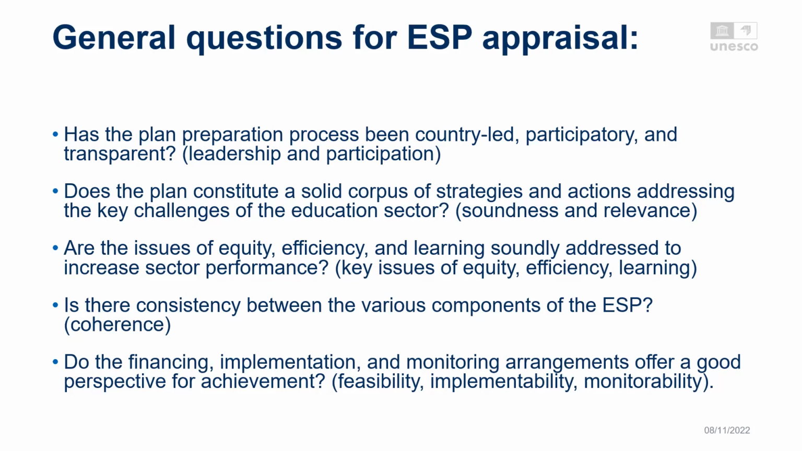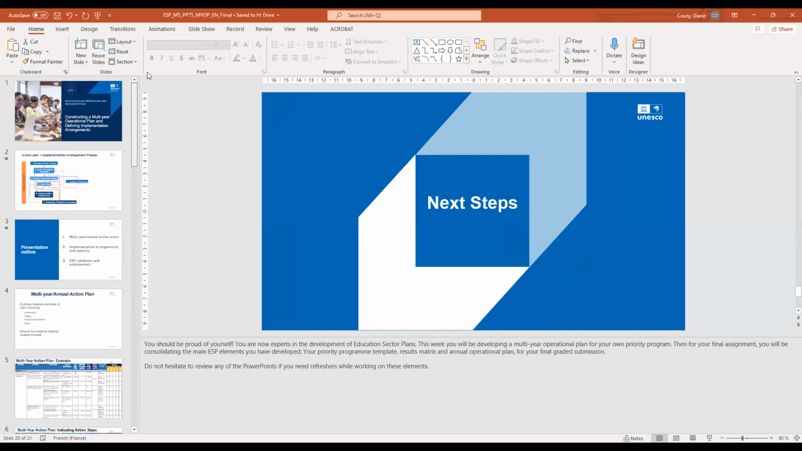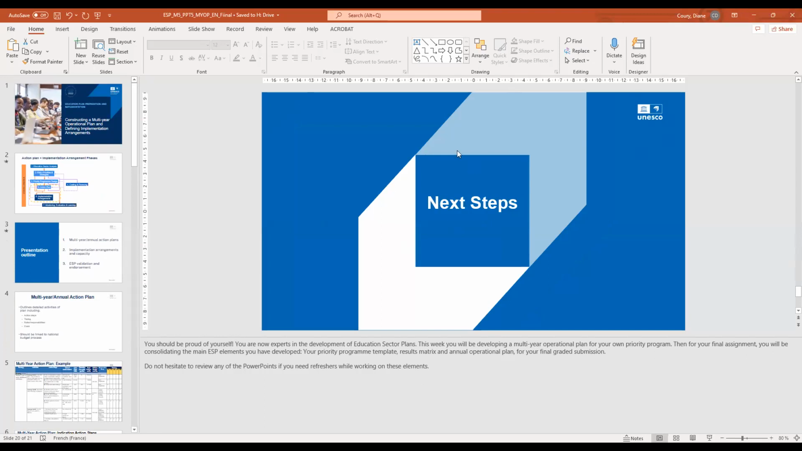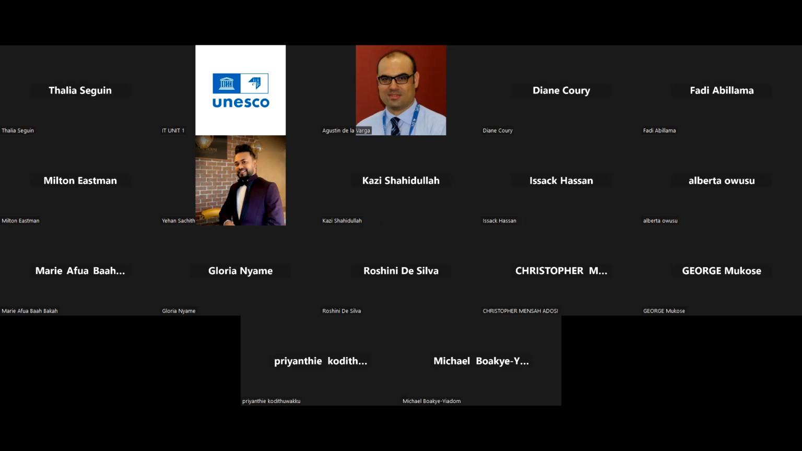So this is a very important checklist for you to look at, and it is part of the requirements when we assess your product. This week, you will be working on the multi-year operation plan, but over the next weeks, you will need to finalize three major products: the priority program, the result matrix, and the multi-year operation plan. And as Talia mentioned, you will need to make sure they are all aligned. We will give you this checklist for you to review your output with this checklist in mind.